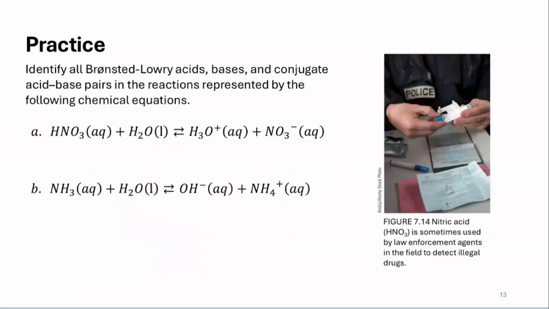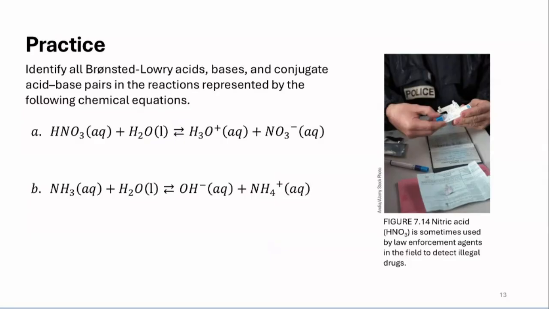Let's look at the following examples. These reactions are going to be equilibrium reactions because we have arrows in the forward and reverse direction. Let's categorize which substance is acting as an acid, which substance is acting as a base, and in the product side, what is our conjugate acid and what is our conjugate base. I'm going to do letter A and letter B.